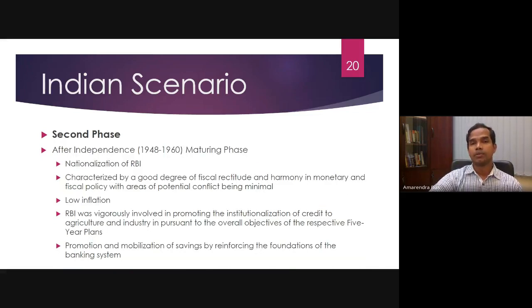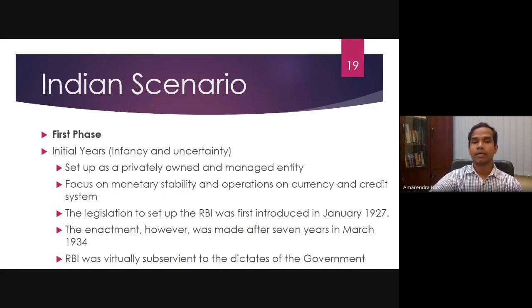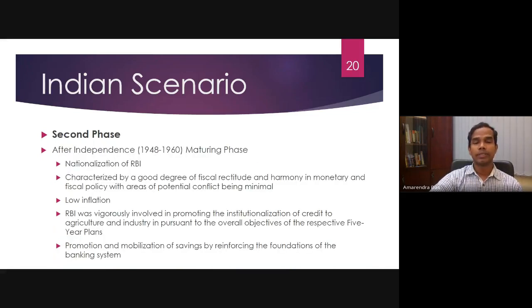In the second phase, in 1948 the central bank, the RBI, was nationalized. Earlier it was a shareholders' bank, and then it was nationalized in 1948, and that's how in 1949 we got the Banking Regulation Act. From 1948 to the 1960s, this is a maturing phase of the central bank. Nationalization of the RBI happened, and this phase was characterized by a good degree of fiscal rectitude and harmony in monetary and fiscal policy, with areas of potential conflict being minimal. And the inflation rates were also quite low.